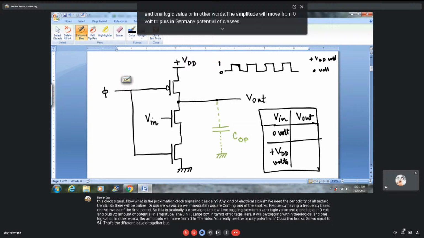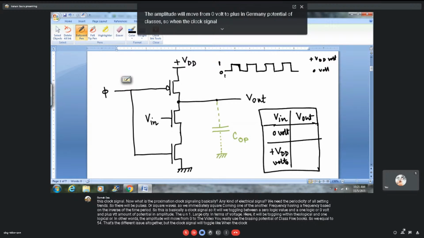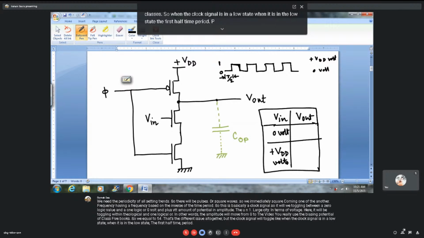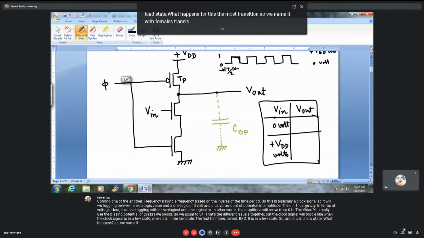in a periodic fashion. When the clock signal is in a low state, in the first half time period T/2, it is in a low state. So when it is in a low state, what happens for this CMOS transistor? We name it as TP. This CMOS transistor switches on, and this NMOS transistor switches off. That is the logic we know.